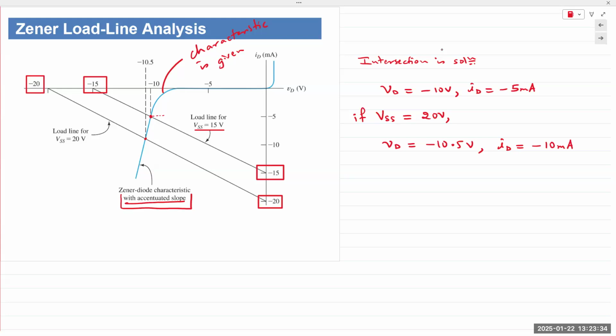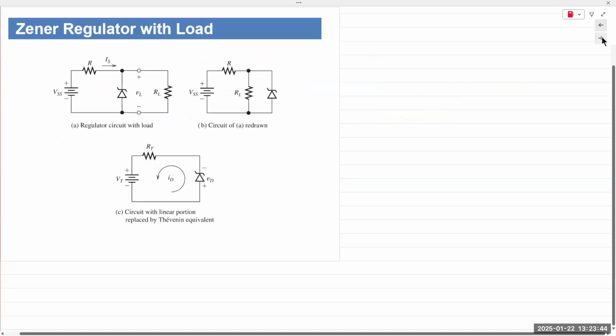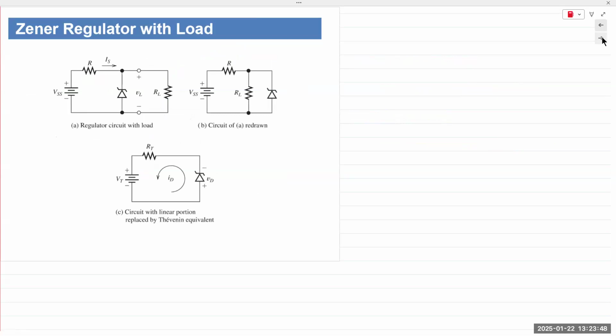Any other questions before we move on to the next example? So far, so good. Okay. All right. And this will be on Friday's quiz. Zener diode and Zener regulator. Okay.